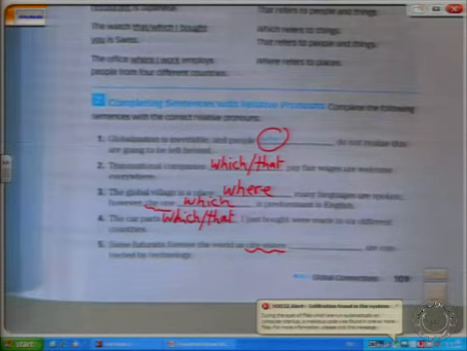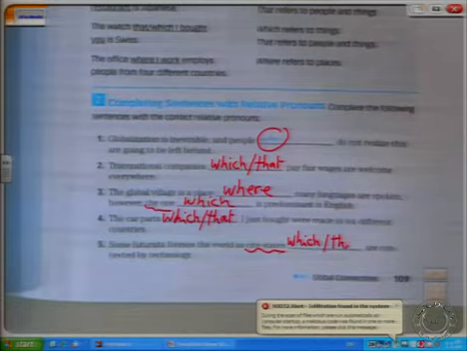If you continue reading the sentence, we know that these are things. So we use which or that. Which or that are connected by technology. Which or that are connected by technology.